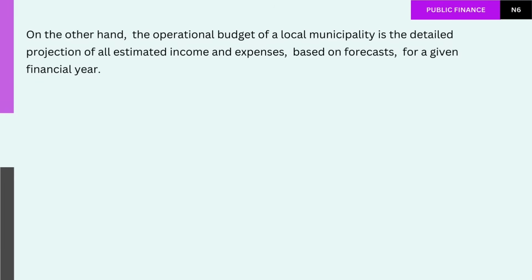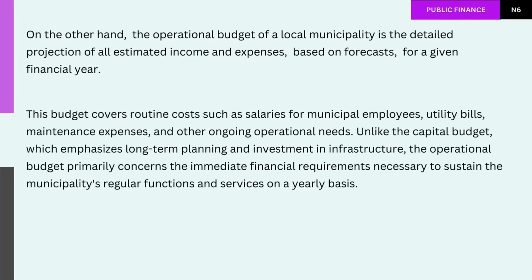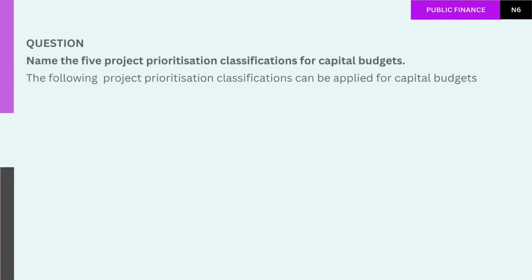On the other hand, the operational budget of a local municipality is the detailed projection of all estimated income and expenses, based on forecasts, for a given financial year. This budget covers routine costs such as salaries for municipal employees, utility bills, maintenance expenses, and other ongoing operational needs. Unlike the capital budget, which emphasizes long-term planning and investment in infrastructure, the operational budget primarily concerns the immediate financial requirements necessary to sustain the municipality's regular functions and services on a yearly basis.